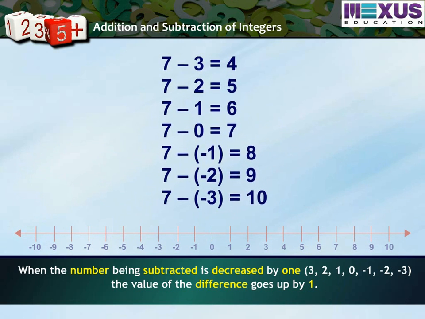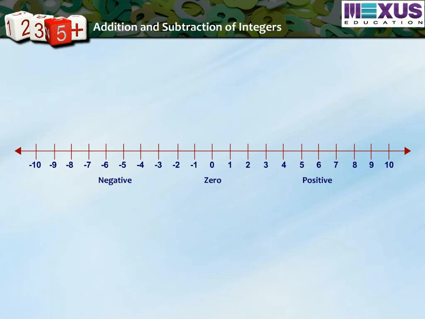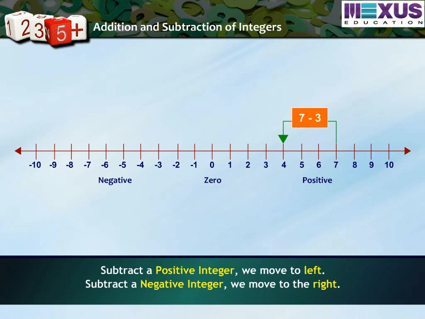Now let us study the subtractions given below. We will find that the number being subtracted is decreased by 1, and the value of the difference goes up by 1. If we observe it on the number line, when we subtract a positive integer, we move to the left. Subtract a negative integer, we move to the right.